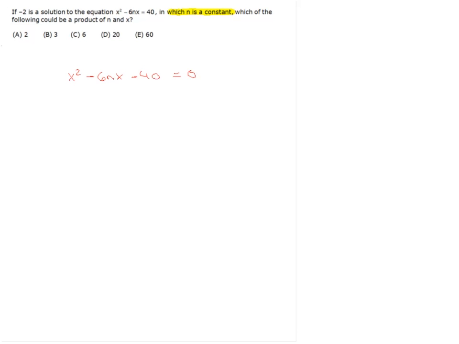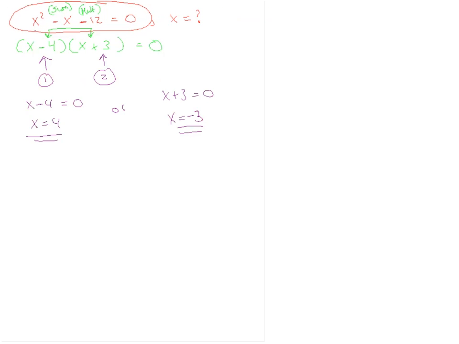Now, if you're wondering why -2 is not n, it's because when you first read the question, it says that -2 is actually a solution. It's not a constant. And the way that we know we're dealing with a solution is that down here in the question I showed you originally, these values of x, those are actually solutions.